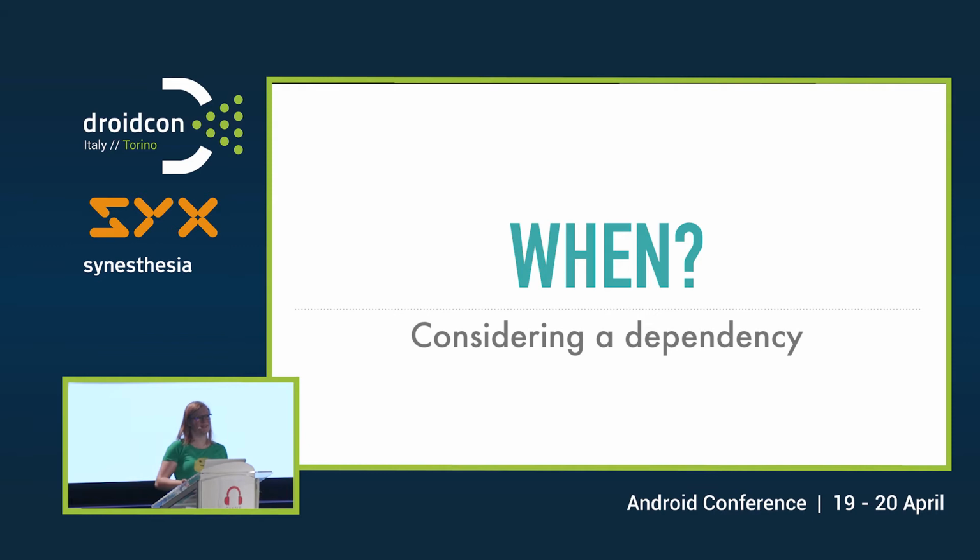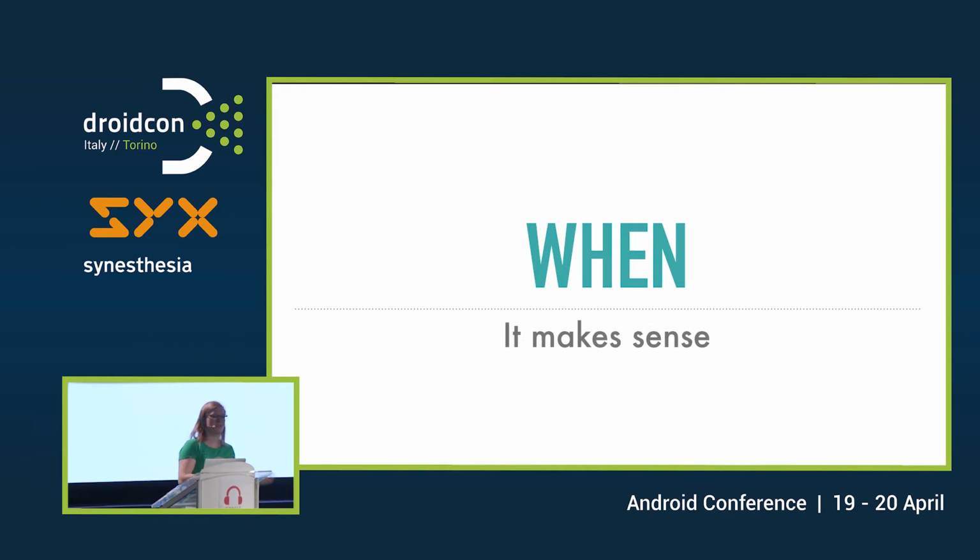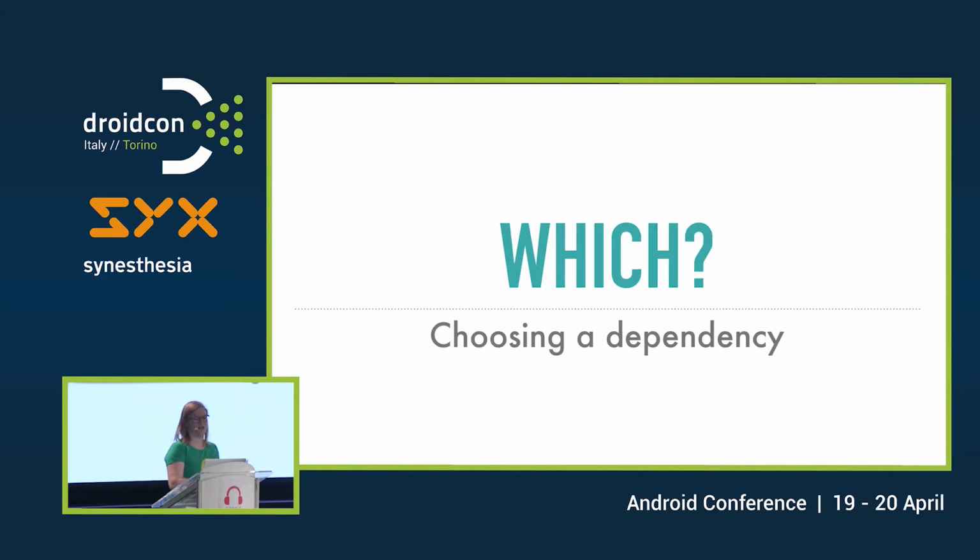OK, so when should you use a dependency? When it makes sense. Is the problem relatively generic? Will it actually save you time in the long run? And can it make your app better? If you can answer those questions with yes, then yeah, sure, go ahead and use a dependency. It's great. And now there's a bunch of different options. So how do you even decide which ones to pick? What's actually a good dependency and what is bad? And will a dependency actually do what you need? How do you find out?